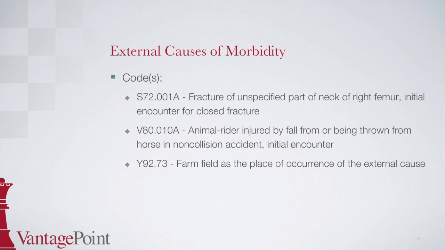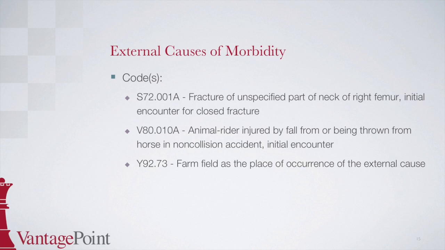character of A. Now we need our external cause codes, and since this is the initial encounter, we need to code for every type of external cause code as possible. The first external cause code is always for the external cause of injury, which for this encounter is falling off a horse, which is V80.010A, animal rider injured by fall from or being thrown from horse, and non-collision accident, initial encounter.